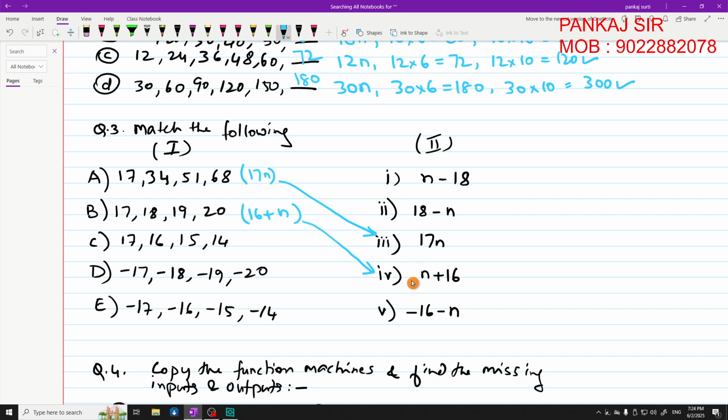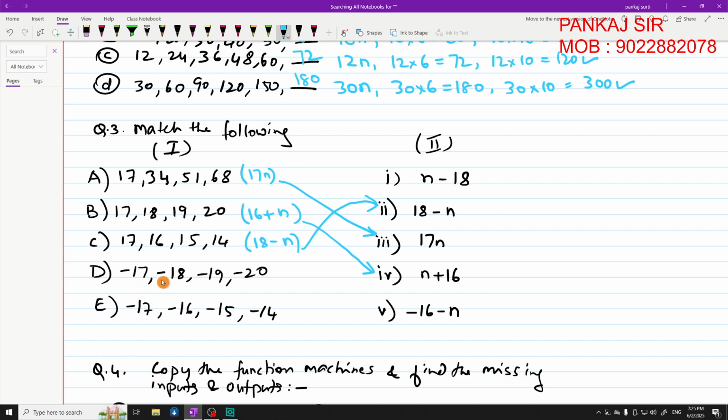N plus 16, 16 plus n is one and the same. Okay, let us go for the sequence C. It is 17, 16, 15 and 14. So this can be written as 18 minus n. If you take n as 1, 18 minus 1 will be 17, 18 minus 2 will be 16, 18 minus 3 will be 15, 18 minus 4 will be 14. So 18 minus n. So this will match with this one.